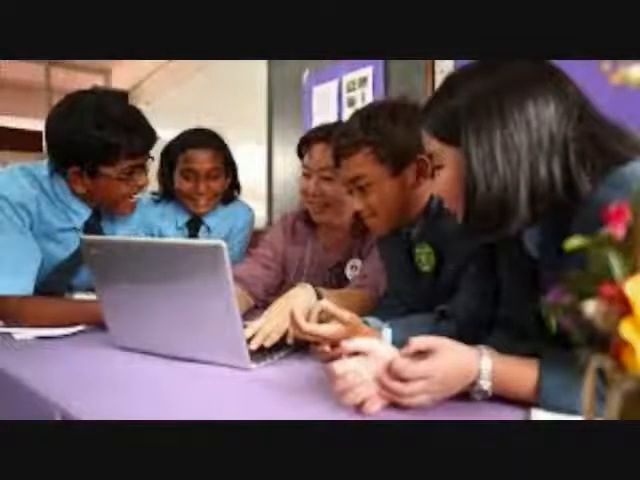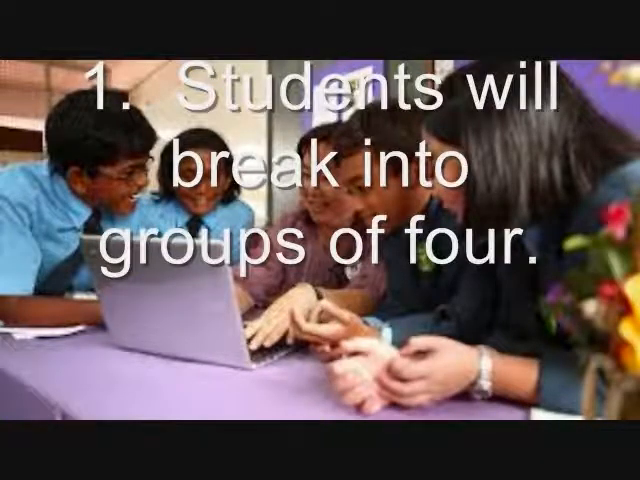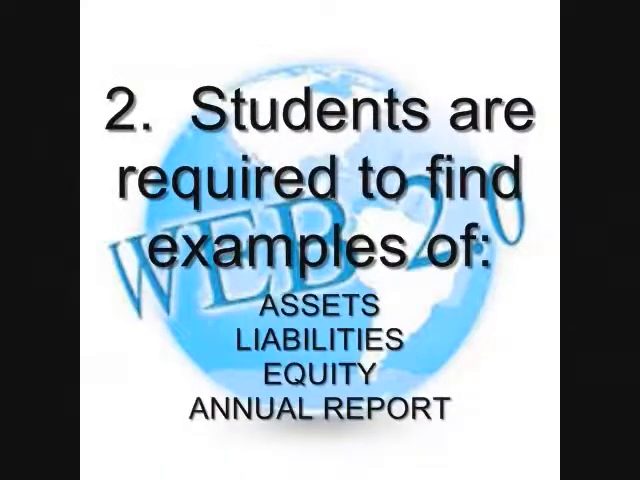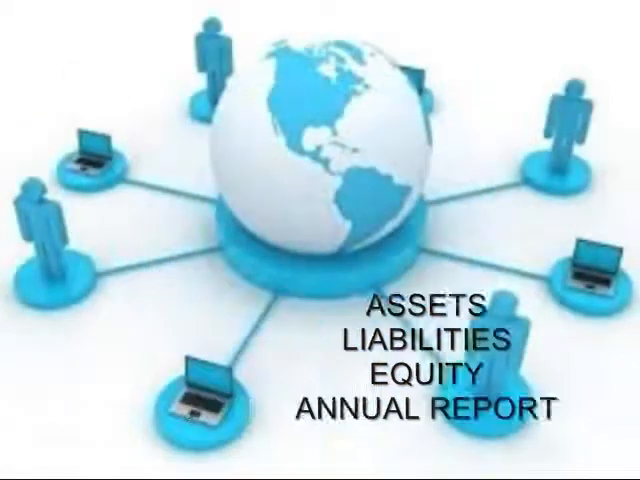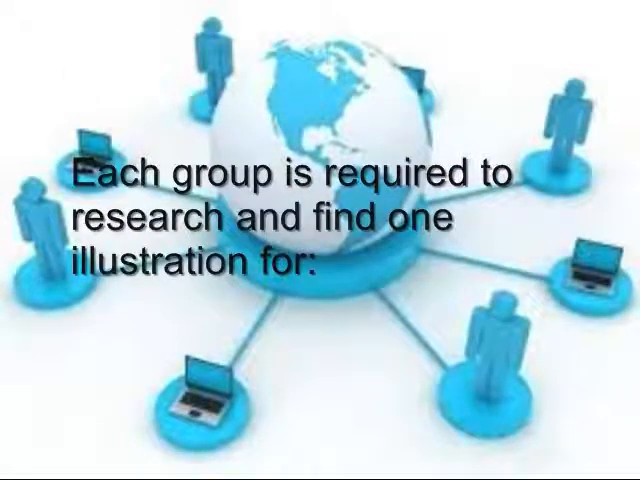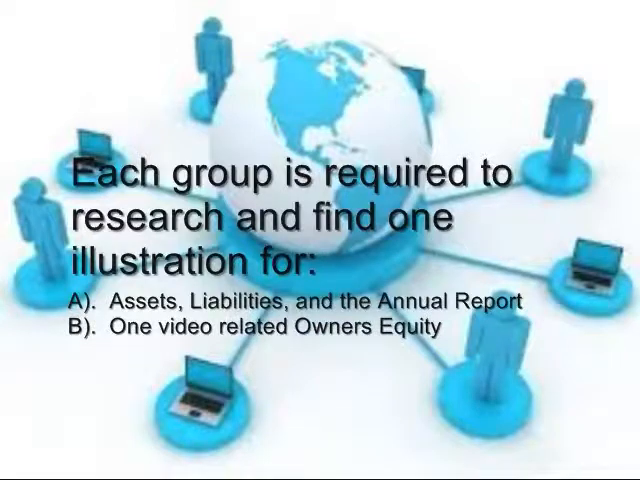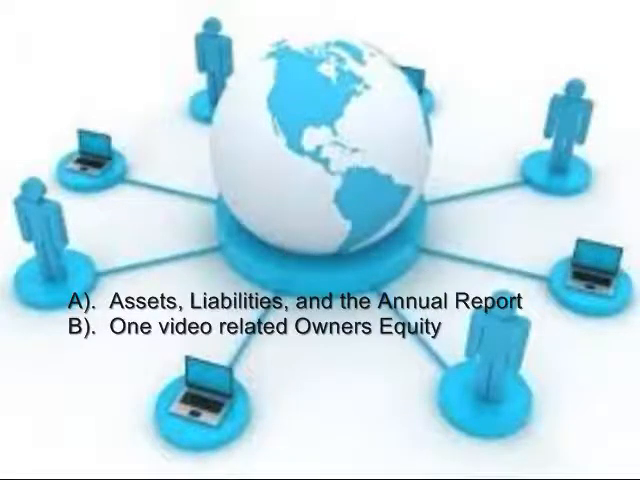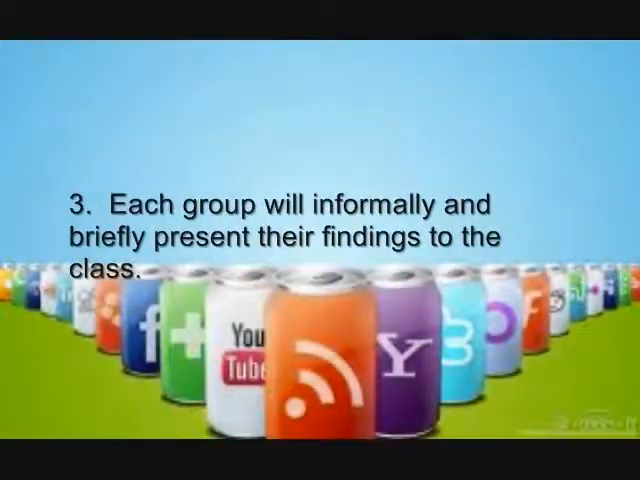The activity. The students will transition into groups of 4 where they will combine their individual experiences and prior knowledge to investigate the newly introduced concepts. They will be asked to research and find examples of business assets, liabilities, equity, and annual reports. Each group is required to research and find one illustration for assets, liabilities, and the annual report. Additionally, they will be asked to find one video related to owner's equity, a more difficult concept.